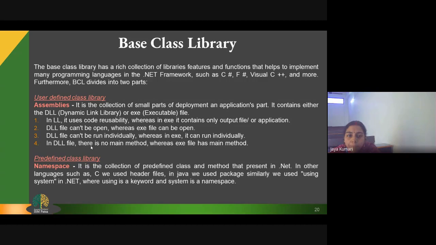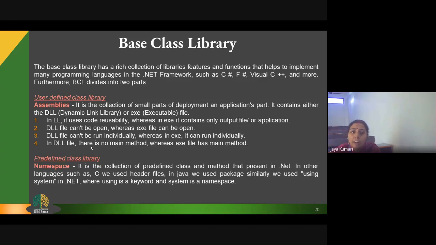In a DLL file, it uses code reusability, whereas an exe file contains only the output file or the application. A DLL file can't be opened, whereas we can execute an exe file by opening it. A DLL file can't run individually, whereas an exe can run individually. A DLL file has no main method, whereas an exe file has a main method. An exe file is always executed by the main method. So here we can see the differences between a DLL file and an exe file.